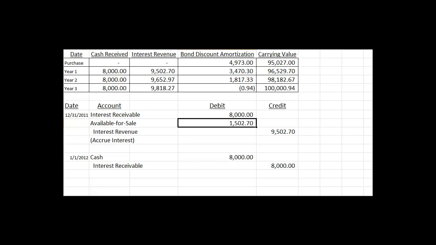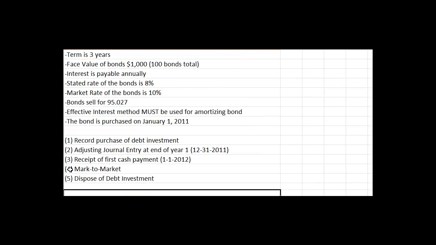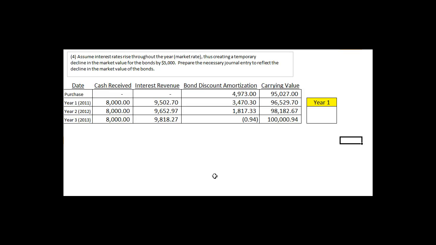So that brings us up to number 4 here that says now mark to market. Now I will walk you through this because here's what's happened. We're to assume that the rates have risen throughout the year, meaning that our bond has decreased in market value. Now the problem was a little vague here, and what does it mean that it's declined by $5,000 and at what point in time? Well, remember we mark to market at the end of every year, and so I should have made this more clear in the handout, but we're going to mark to market at the end of the first year.